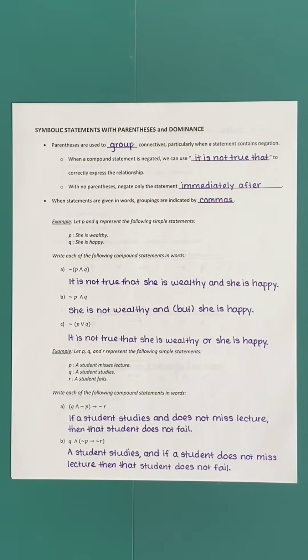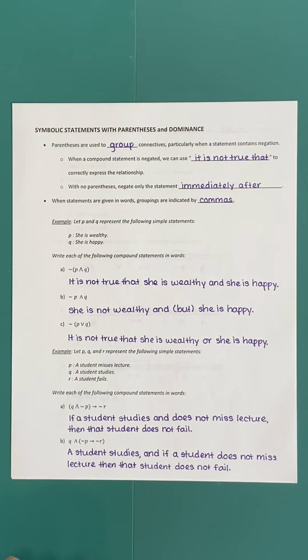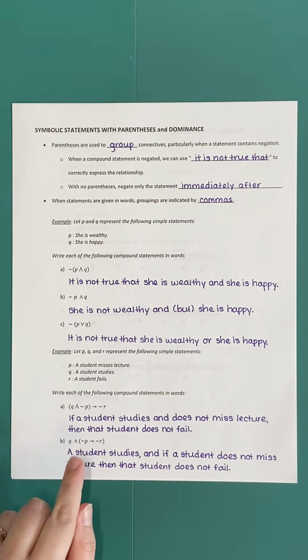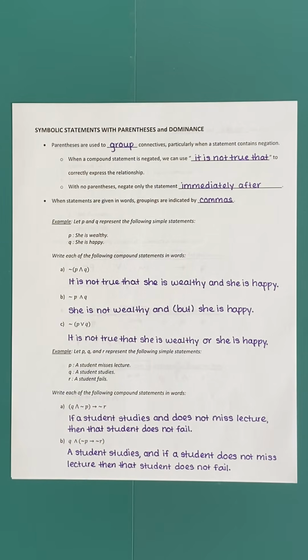Okay, let's look at another one. Same operations, different grouping. It does make a difference. So Q and, in parentheses, not P implies not R. So it's all the same parts, but having that different grouping means we're communicating a different meaning. It's a different compound statement.